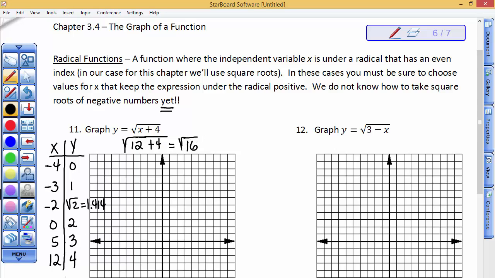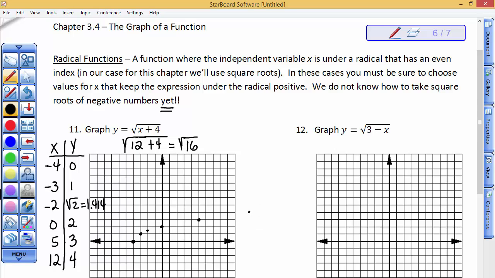Let's go ahead and graph this. So I go to the left 4, and don't go anywhere in the y direction, a negative 4 comma 0. Then I go to the left 3 and I go up 1. Well, I can try this one, negative 2 and up 1.4. But I tend to stick with these whole digits. So when x is 0, y is 2. When x is 5, y is 3. And when x is somewhere way over here, 12, y is 4.